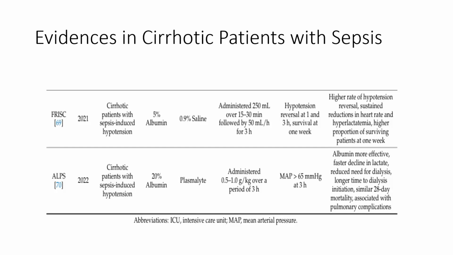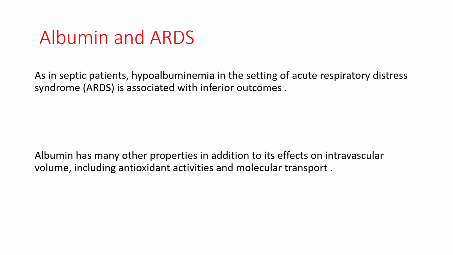Then in 2022, the ALPS trial was published, which again included cirrhotic patients with sepsis-induced hypotension, and it compared 20% albumin and Plasma-Lyte. It showed albumin was more effective, with a faster decline in lactate. There was a reduced need for dialysis, longer time to dialysis initiation, and similar 28-day mortality, associated with pulmonary complications.